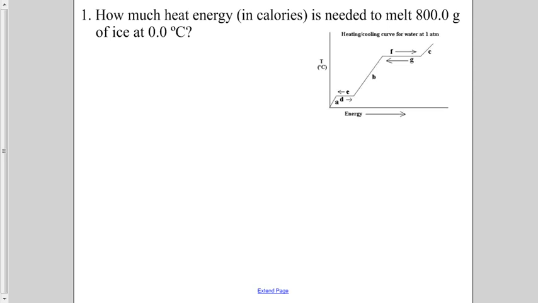But when given a problem, the first thing you need to figure out is what kind of change is taking place. So this question asks how much heat energy in calories is needed to melt 800 grams of ice at 0 degrees Celsius. So we want to melt the ice at 0 degrees Celsius, no change in temperature. So we have to use the equation heat energy equals the mass times the heat of fusion. That is the phase change that is taking place here, melting, which is heat of fusion.